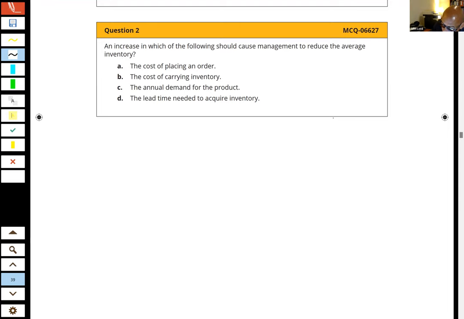Okay, looks like most of us have had a chance, and it looks like everybody nailed this one. We're 100% there. An increase in which of the following caused management to reduce the average inventory? It's going to be the cost of carrying the inventory; that is going to want you to reduce the amount of inventory that you carry. The cost of placing an order, no, because you'd have to place more orders. Annual demand for the product, there's the potential you'll lose some sales. Lead time needed to acquire inventory, if that increases, you're going to want to carry more safety stock probably, right?